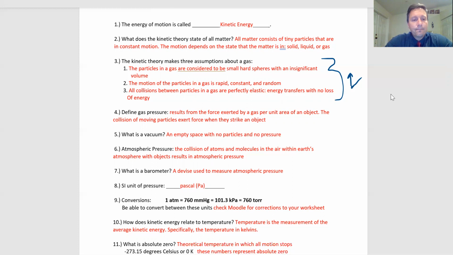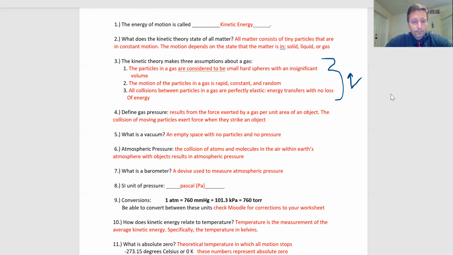Number 5, a vacuum. A vacuum is an empty space that has no particles, and therefore, if there's no particles, there is no pressure. Space, outer space, is a vacuum. That's why astronauts have to wear that full suit. There is no air, there's no gases. So therefore, if there's no particles moving around and striking anything, there's no pressure. So that's a vacuum, an empty space with no particles and no pressure.